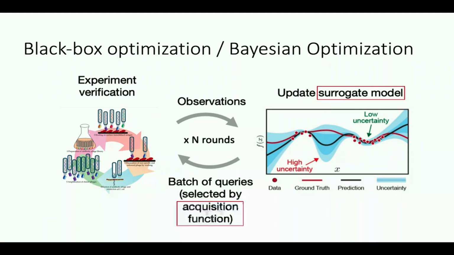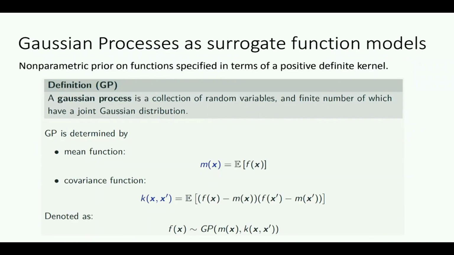However, there's one model that is very simple and very easy to compute, and it turns out to be very effective in the BO community. It is called the Gaussian process model.